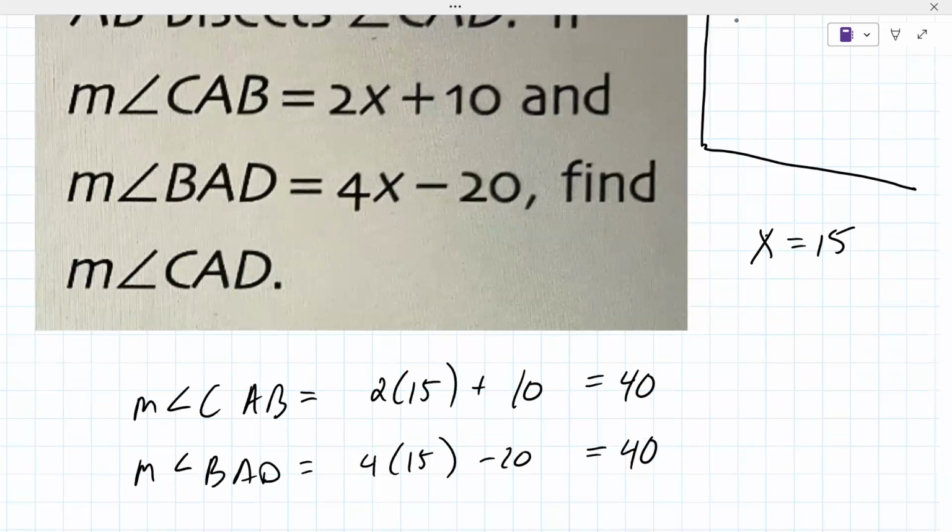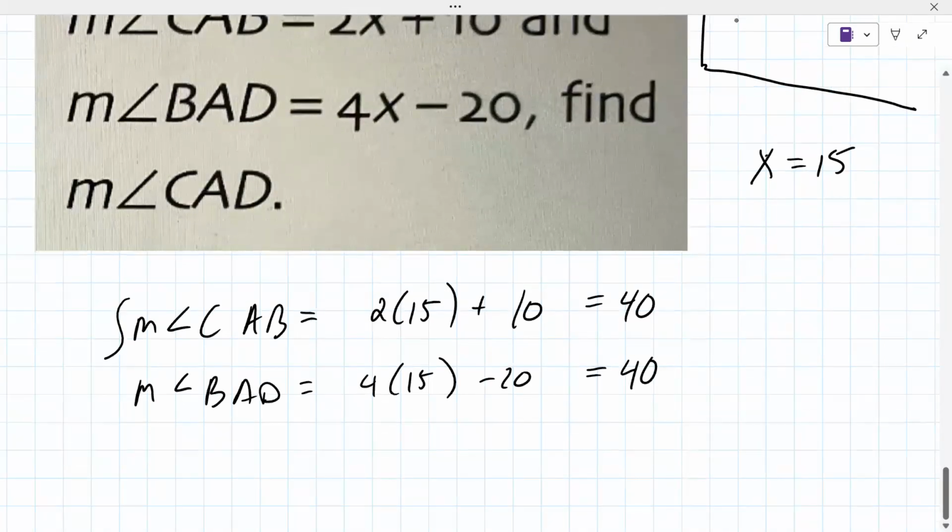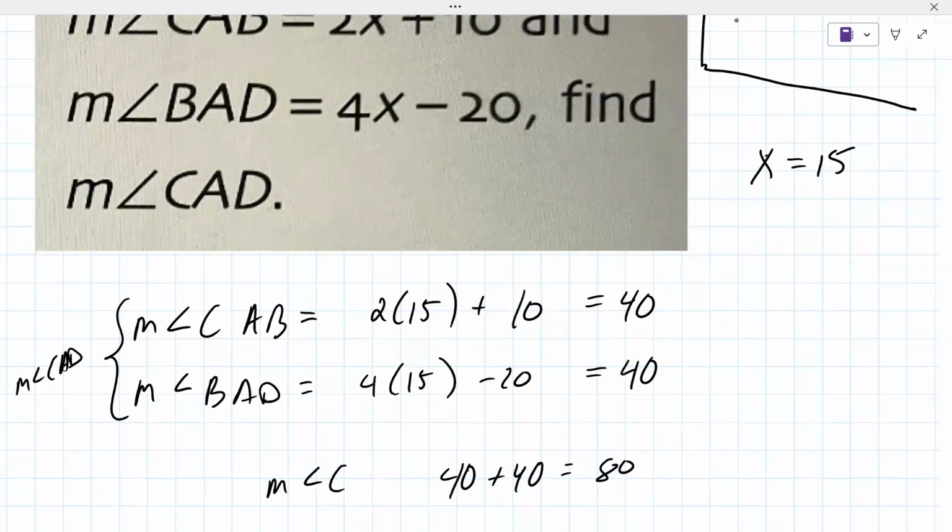Well, you shouldn't be surprised that it is also 40 because they're congruent, right? But sometimes you do all the work and you realize, oh, I shouldn't have done that. That's okay. But CAD is the one where you add these up. So 40 plus 40 is 80. That's where sometimes the picture really helps, because you know, oh yeah, CAD is the whole angle.